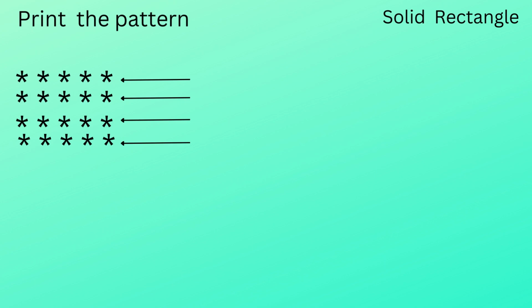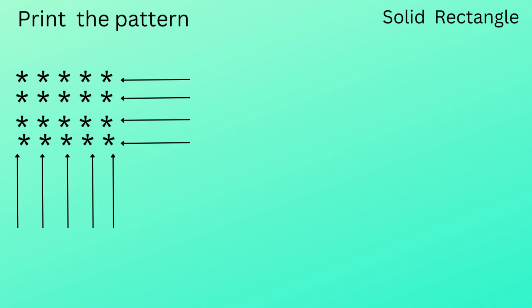In this tutorial, we will print this pattern. Its name is solid rectangle. In this pattern, there are 4 rows and 5 columns. First of all, we will print 4 rows.